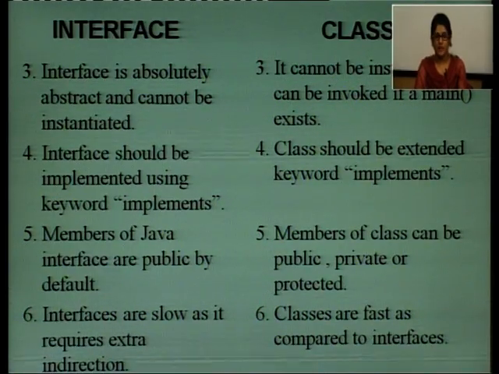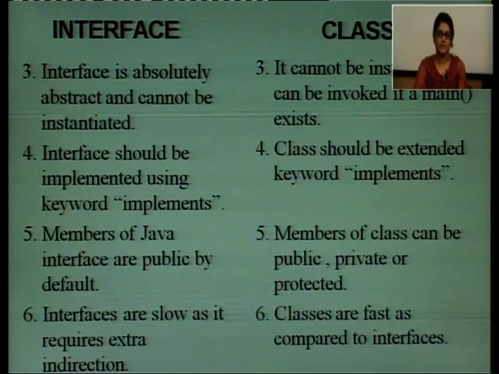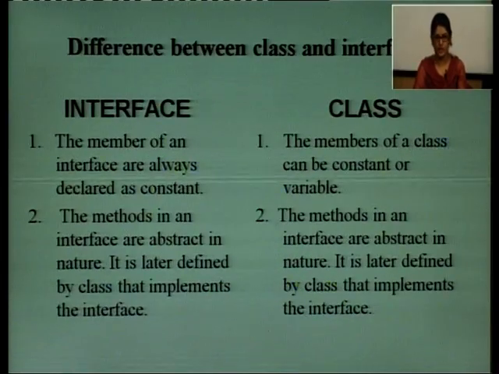The members of Java interface are public by default, whereas the members of class can be public, private or protected. The interfaces are slow as they require extra indirection, whereas the classes are fast as compared to interfaces. So these are the difference between classes and interfaces. We can repeat this one.